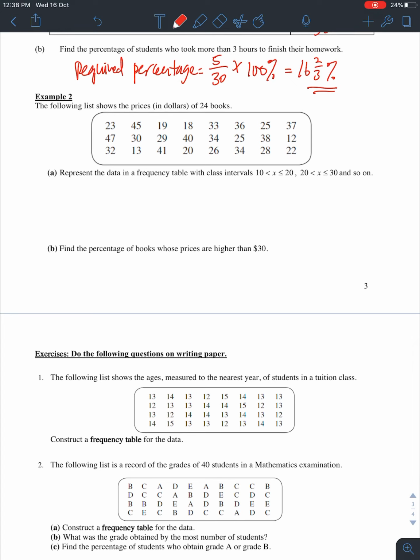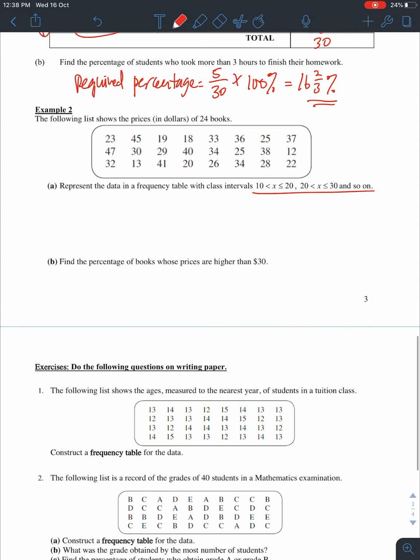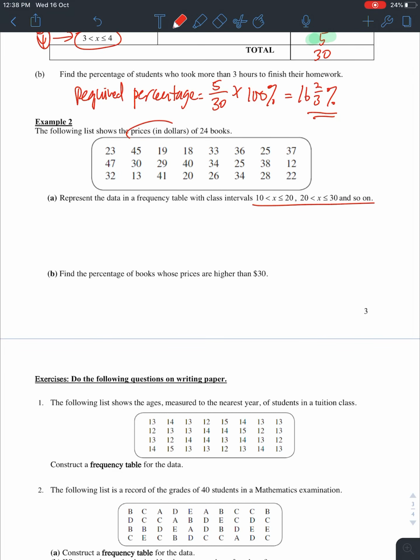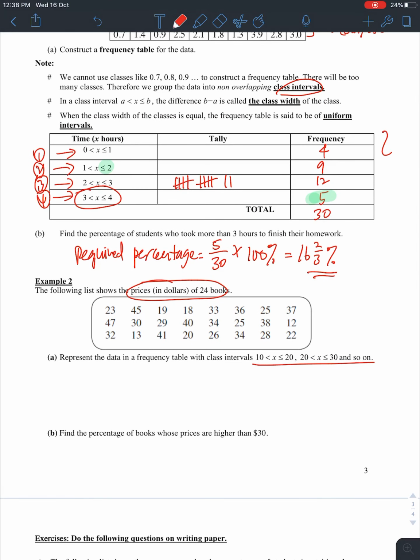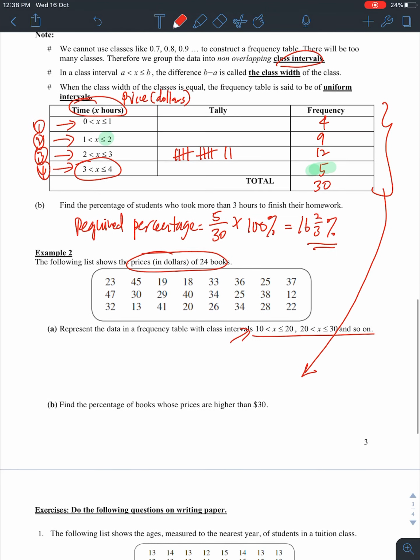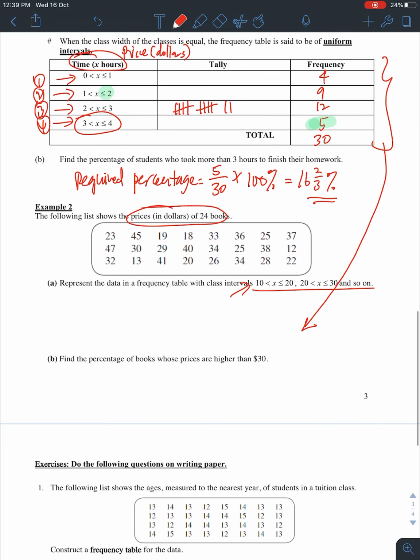Okay, so example 2, you want to represent your data in the frequency table with class intervals of such. The context of the question now is that we are looking at the price of 24 books. So how do you do this question? It's exactly the same as this. I would just like you to copy this table over here, and for the heading, we should be changing time to price, in dollars. Based on this class interval, arrange the data carefully, and you should be able to get what you require.